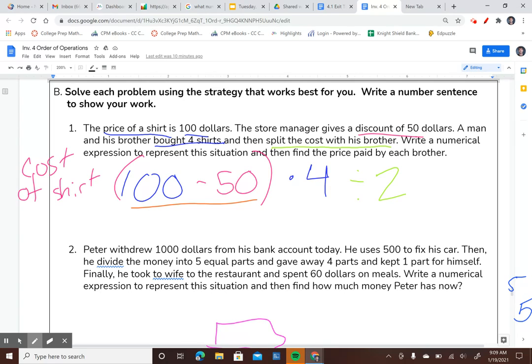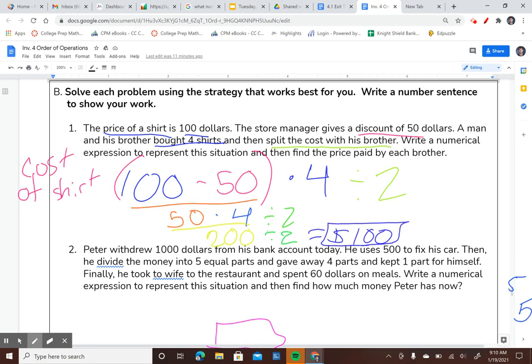100 minus 50. That's going to give us 50. And then we have to rewrite everything just as we see it. Times 4 divided by 2. And now we can do multiplication or division, whichever one comes first. Here we see multiplication, 50 times 4. It's going to give us 200. And then we still have our divided by 2. So 200 divided by 2, that's going to give us $100. So they each paid $100.